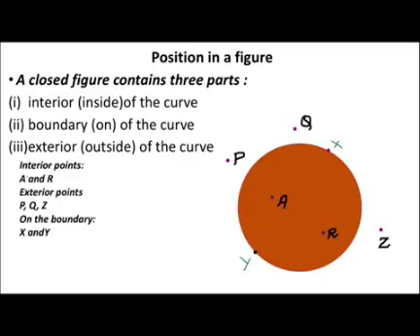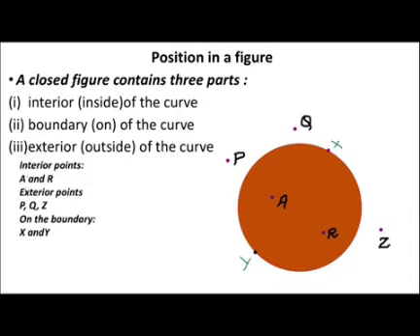So what are the points lying exterior of the figure? Can you locate? Point P, point Q, and point Z. Is it not? Now on the boundary, what are they? They are point X and point Y. Did you all understand? So a closed figure, whether it is a closed figure made up of curve or line segments, it has three parts. What are the three parts?